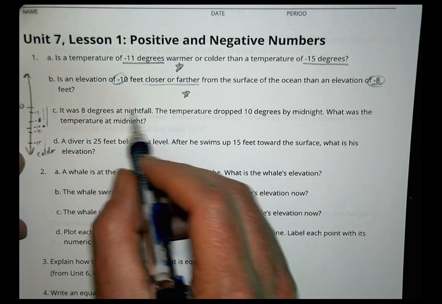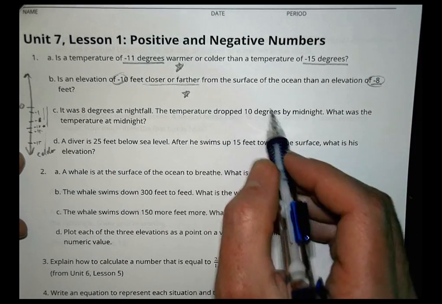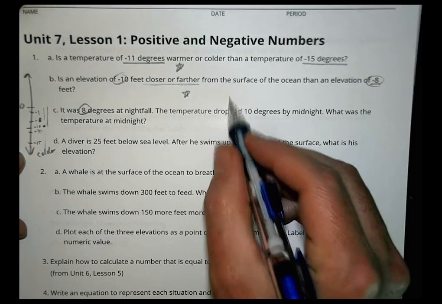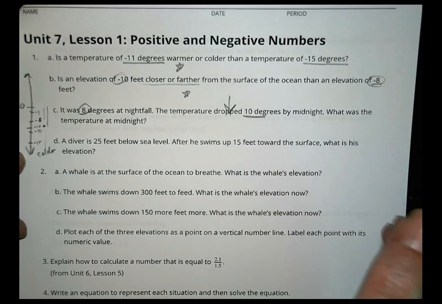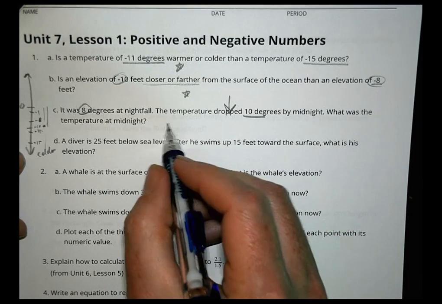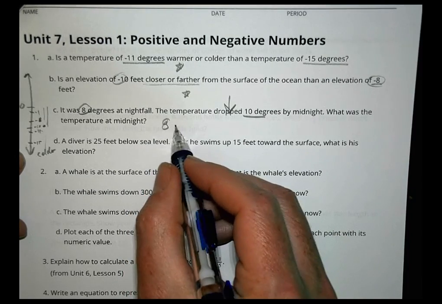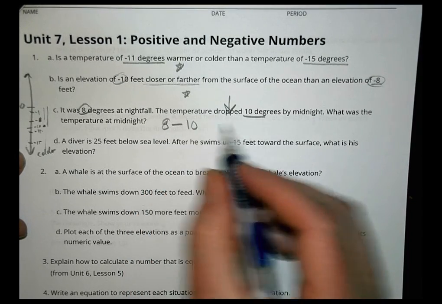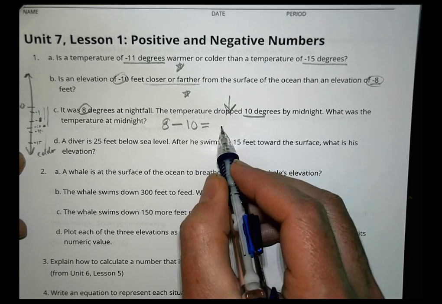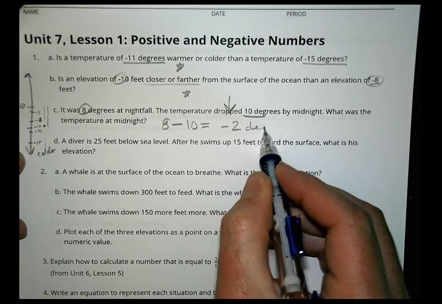It was 8 degrees at nightfall. The temperature dropped by 10 degrees. So we started at 8, and it dropped 10 degrees by midnight. What was the new temperature? So we started at 8, and we dropped 10. Well, 8 minus 10 is what? Negative 2 degrees.